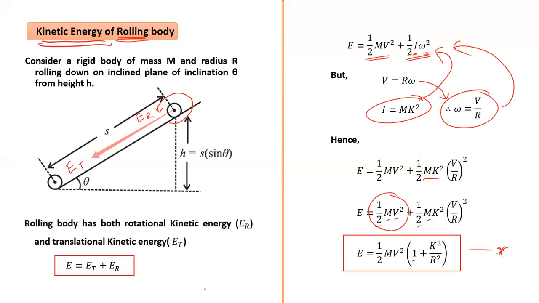In that expression, m is the mass, v is the linear velocity, k is radius of gyration, r is radius of the body. I hope you understood expression for rolling kinetic energy. Okay? This is expression for rolling kinetic energy.